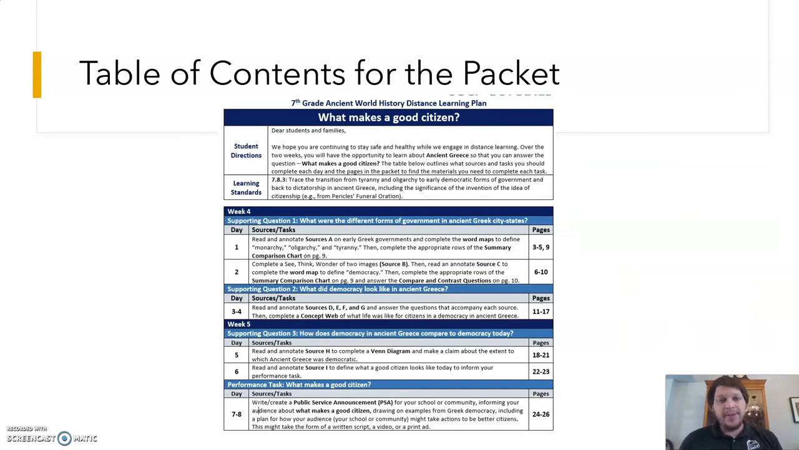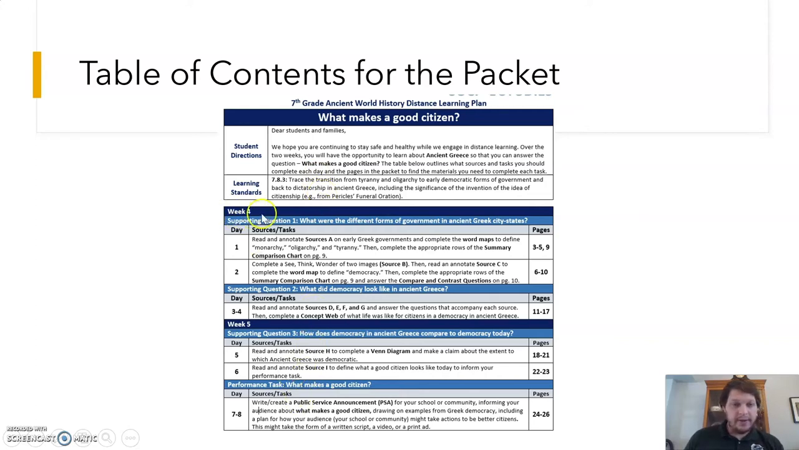Whenever I'm confused about these packets, I always first look at the table of contents. As you can see, we start off with student directions. It's a very brief paragraph about what they're going to be doing. And then learning standards. These are standards from DCPS. I personally think that's more for the teachers, but if you want to take a look, there they are. And then this is really what I look at.